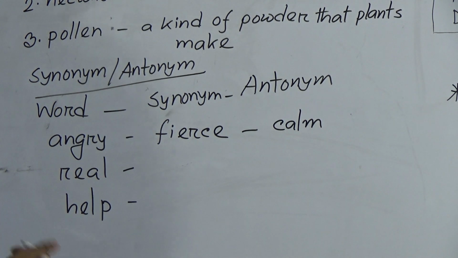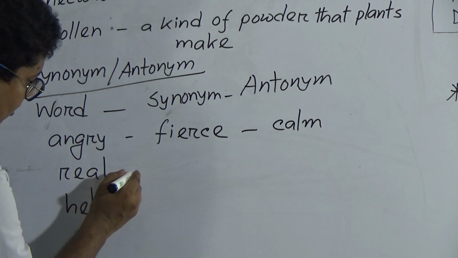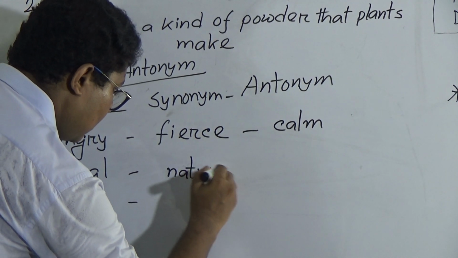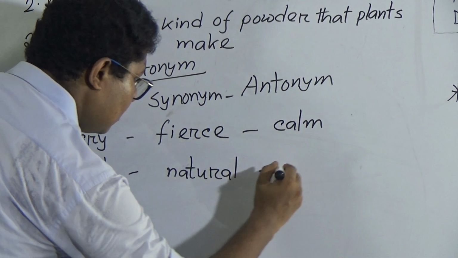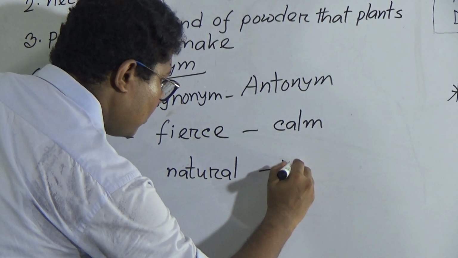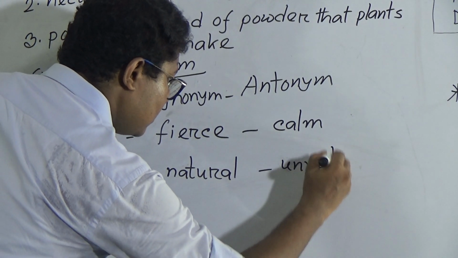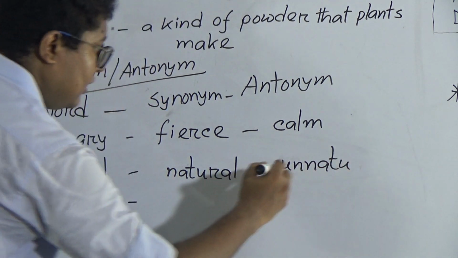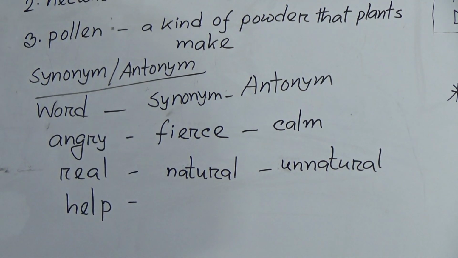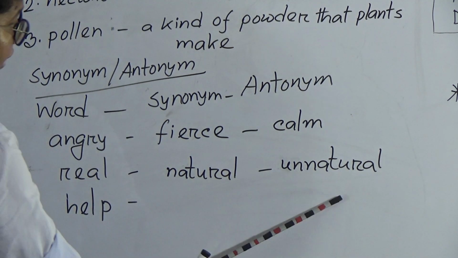So in this unit, real means natural. Real, similar word is natural, and antonym is unnatural. N-A-T-U-R-A-L. Unnatural. So real, natural, unnatural.